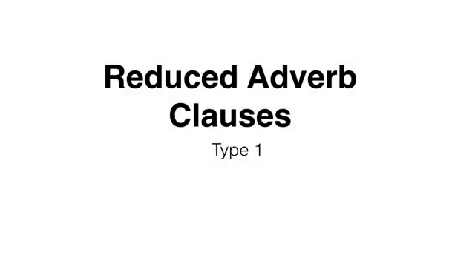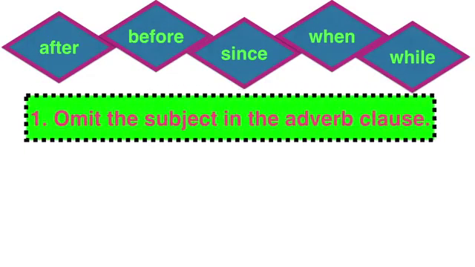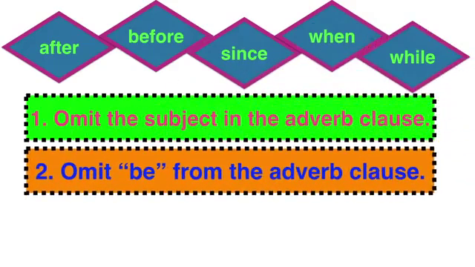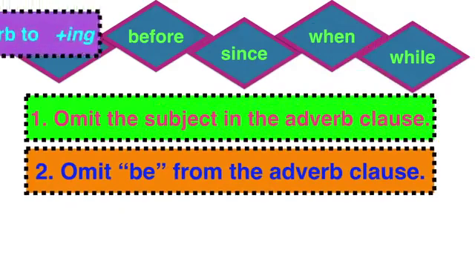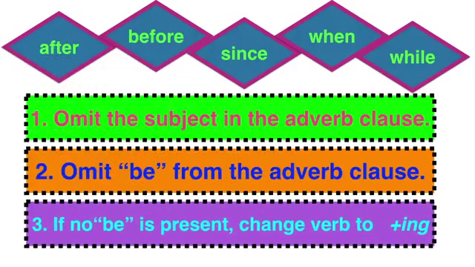Reduced adverb clauses. Type 1. When reducing clauses with after, before, since, when, and while, there are 3 steps you must follow. Number 1. Omit or delete the subject in the adverb clause. Number 2. Omit be from the adverb clause, if present. And number 3. If no be verb is present, change the verb to a present participle or an ing verb.